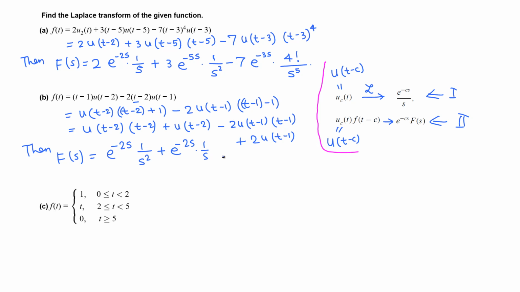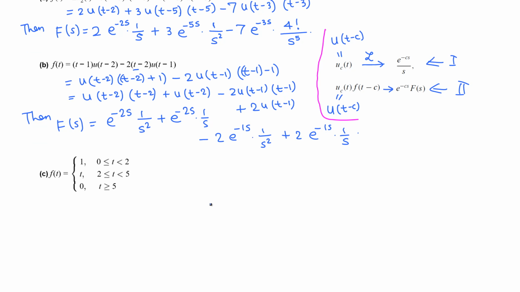Minus, let's do the same thing, 2 survives there, u(t minus 1), using the second formula, e to the negative 1s, and just the t, and the Laplace of t is 1 over s squared, plus 2 survives there, u(t minus c), using the first, e to the negative cs over s, which is 1 over s, and this is the final. Okay, let's move to the third part.